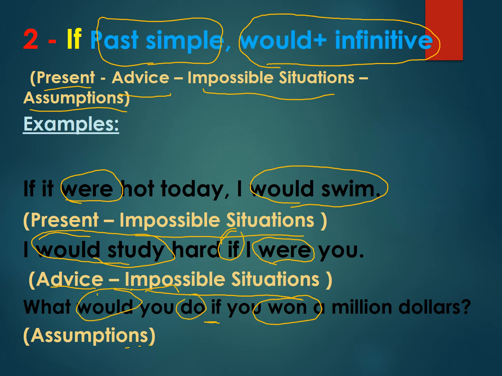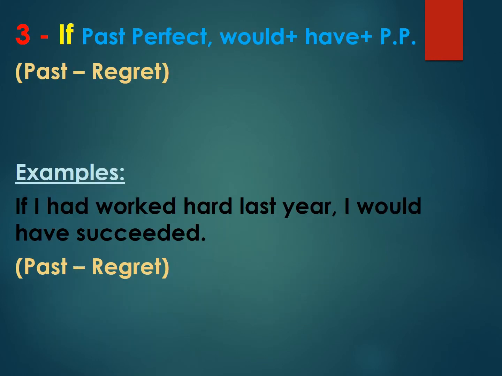Now let's move to the last rule, which is the third conditional. If past perfect, would plus have plus past participle. Remember, I told you that the past perfect consists of had plus past participle, like had come, had eaten, and so on. And the main clause consists of or includes would plus have plus past participle. We use this rule for past situations and regret. Okay, you regret when you do something wrong.